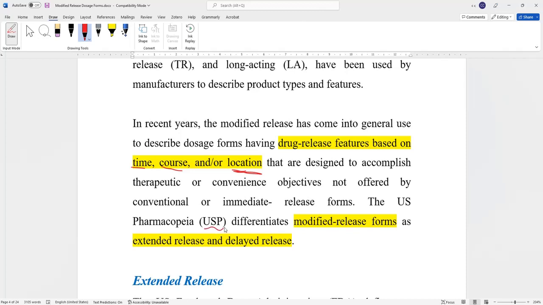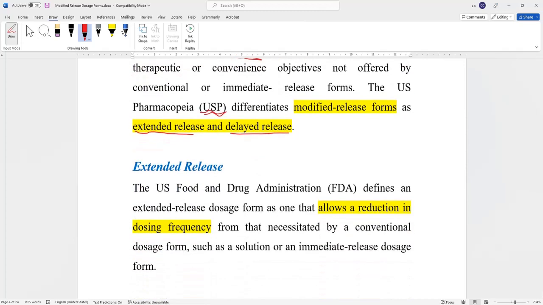And the United States Pharmacopoeia, and this is very important, differentiates or classifies the modified release forms into two classes. One is extended release, and the other one is the delayed release. Again, the United States Pharmacopoeia classifies modified release forms into two categories: one, extended release, and two, delayed release forms.